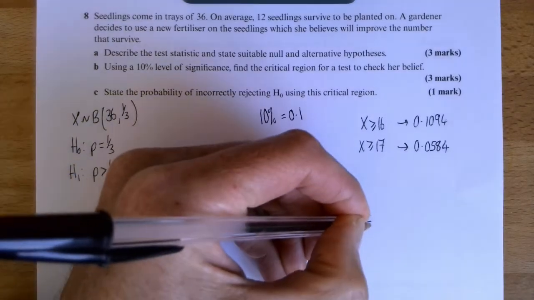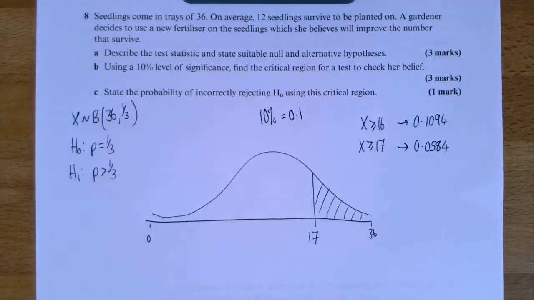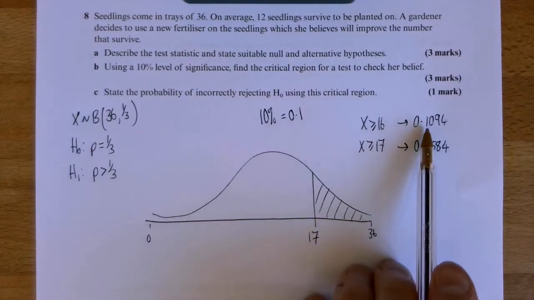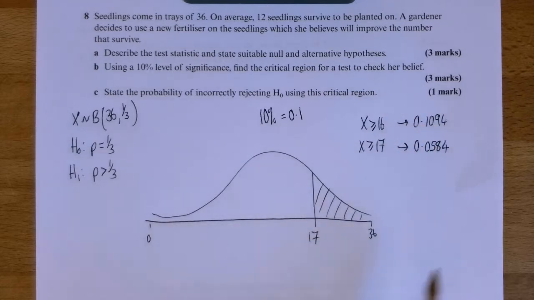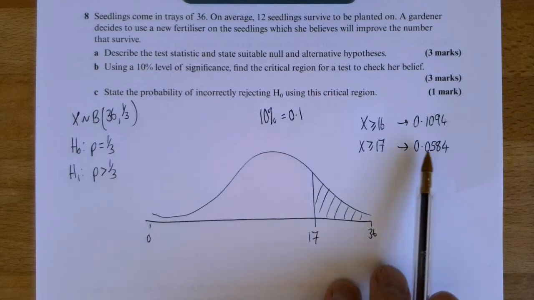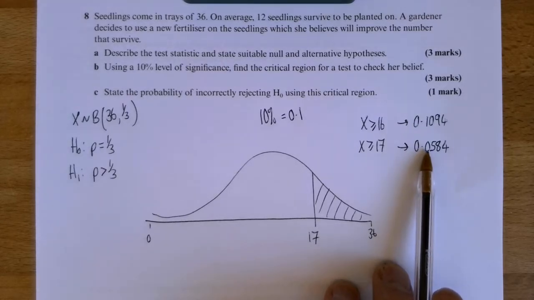So 0 to 36, again, not to scale. So the probability of 16 to 36 on your calculator gave you 0.1094, and the probability of 17 to 36 gave you 0.0584. So this is the first value. It's not the closest to 0.1. There was that slightly ambiguous question, which is the only time I've ever seen it. I've certainly never seen it in an exam.